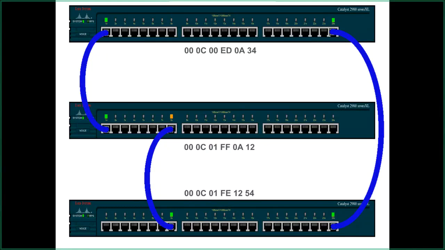and now I have a loop-free environment and all the ports are designated, root, alternative, root, designated.